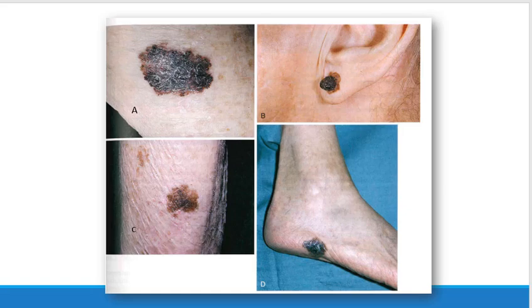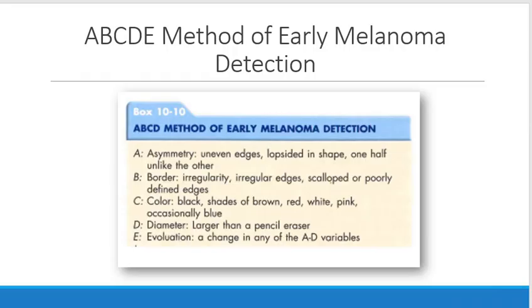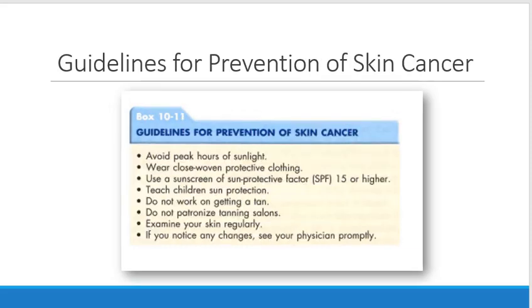For example, in A, we have an irregular border. Same thing in C. A and C have multiple colors. B has an elevation to it. And D looks fairly large in size with irregular borders. So again, the A, B, C, D, E, we saw those in the prior screencast. We also saw previously the guidelines for the prevention of skin cancer. If you need to read through these again, go ahead and pause the recording.